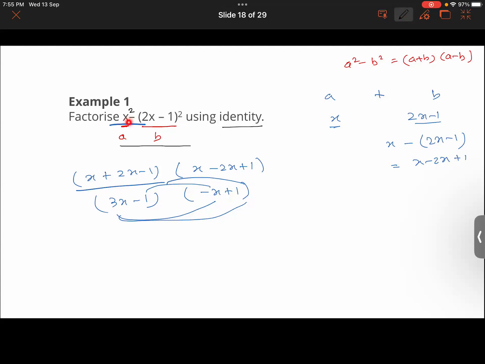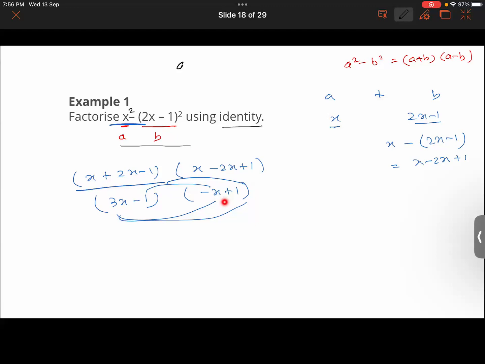So we saw that x square here and this term (2x minus 1) whole square, are they not in the form of a square minus b square? Yes, sir. So for a square and b square, this is the required formula, (a plus b) into (a minus b). Getting it now? So that's what we did here: x plus (2x minus 1), then x minus (2x minus 1), that is x minus 2x plus 1. So we got (3x minus 1) into (minus x plus 1) here.